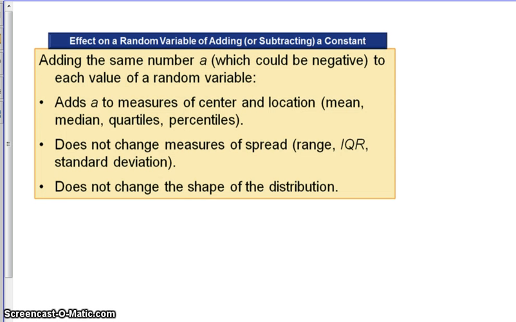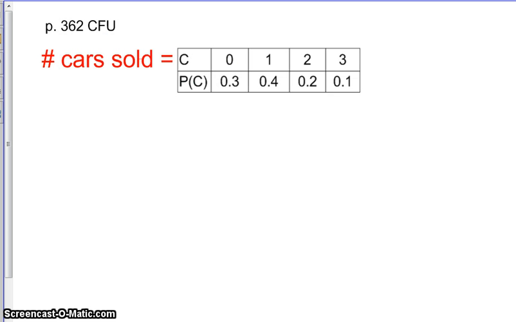And that's what this kind of wraps up. So adding the same number, which also could be a negative, adds that value to the center and location, but it does not change your spread. And again, it does not change the shape of your distribution. Those rules haven't changed from earlier in the book.